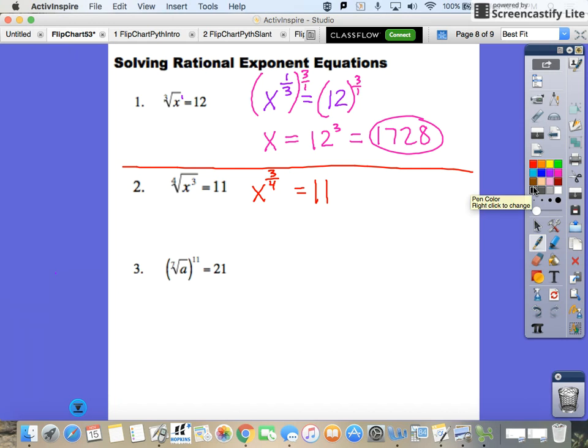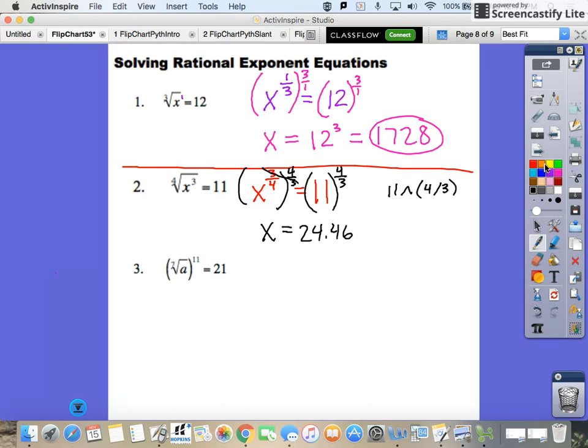So what we have to do is raise it to the reciprocal power on both sides. So 4 over 3. This becomes x. And 11 to the 4/3 power is 24.46. Again, if you wanted to type that in, you go 11 caret 4 divided by 3.